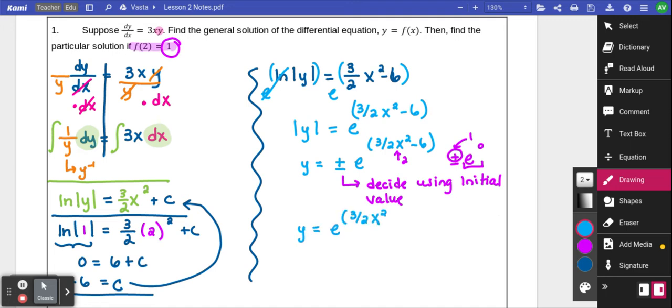So e to the 3 over 2 x squared minus 6, and that is my final answer. Your final answer should never have both a plus and a minus. You should always keep one or the other depending on what the initial value tells you you're supposed to have. And the way you make that decision is just plug in the x and then choose the plus or the minus based on the y you want as your outcome.